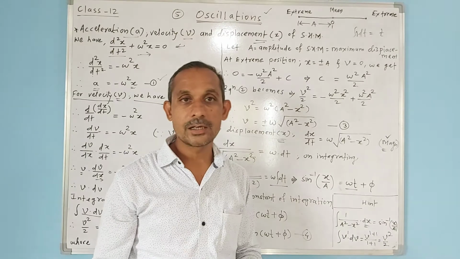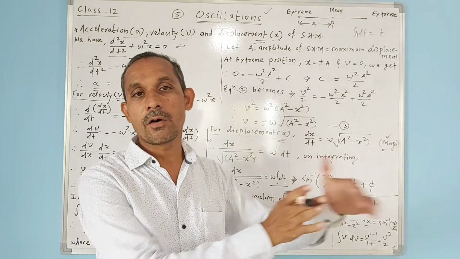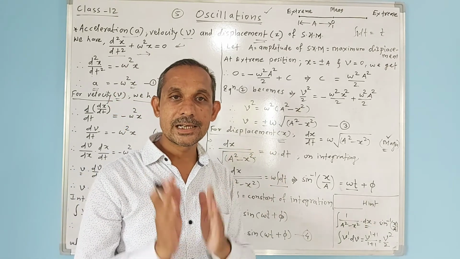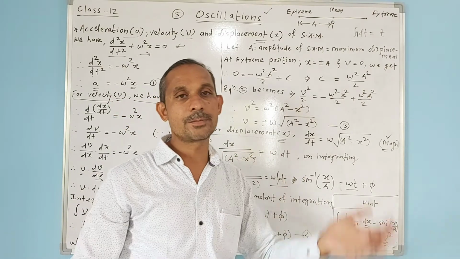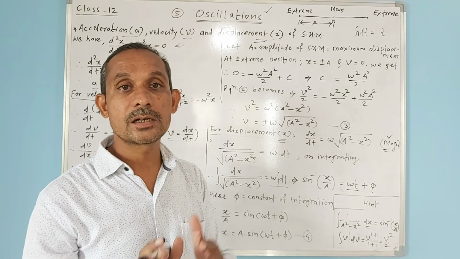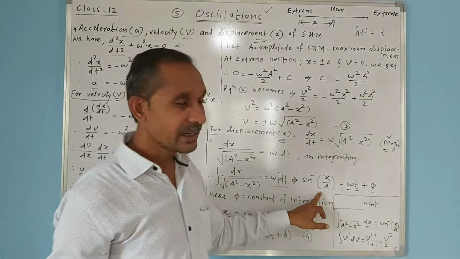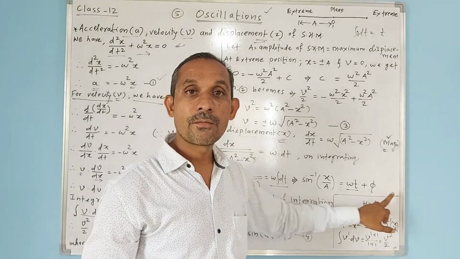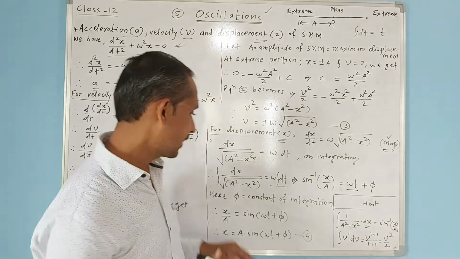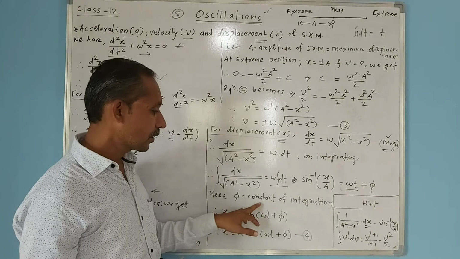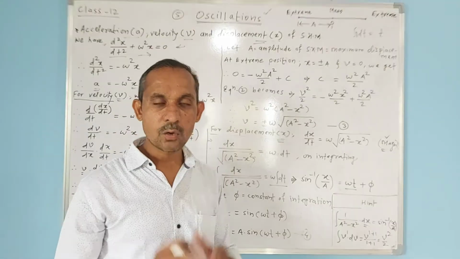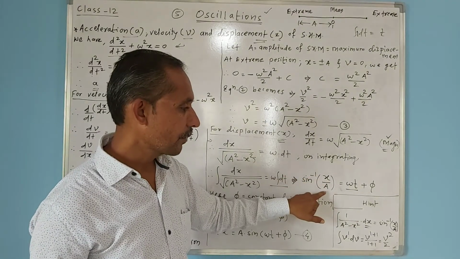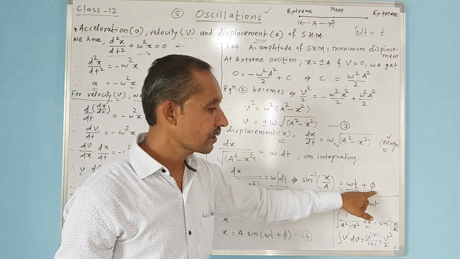So after solving the integration of all the terms, lastly we have to add a single constant, and that single constant we always add after simplification is called the constant of integration. In this case, the constant of integration will be different. So plus phi means constant of integration. Here phi is the constant of integration. So lastly we have solved sine inverse x upon a is equal to omega t plus phi.